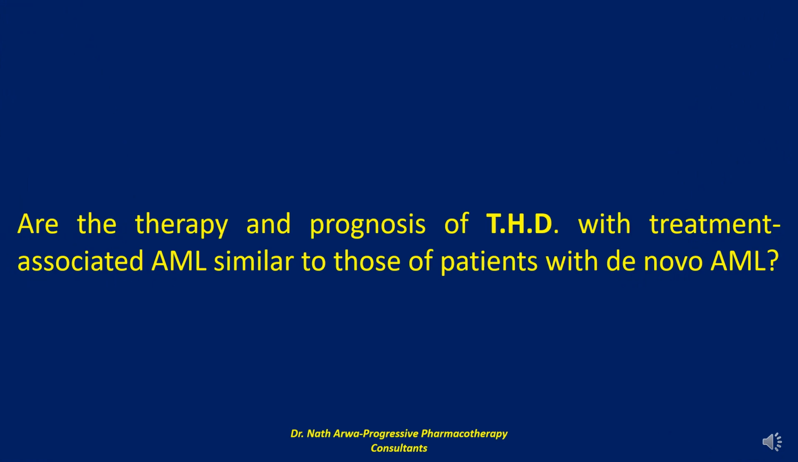Therapy for patients with treatment-associated AML is much less effective than that of patients with de novo leukemia. Complete remissions with standard cytarabine and daunorubicin regimens are obtained in less than half of patients with treatment-associated AML, compared with a complete remission rate of 70% to 80% in patients with de novo leukemia.